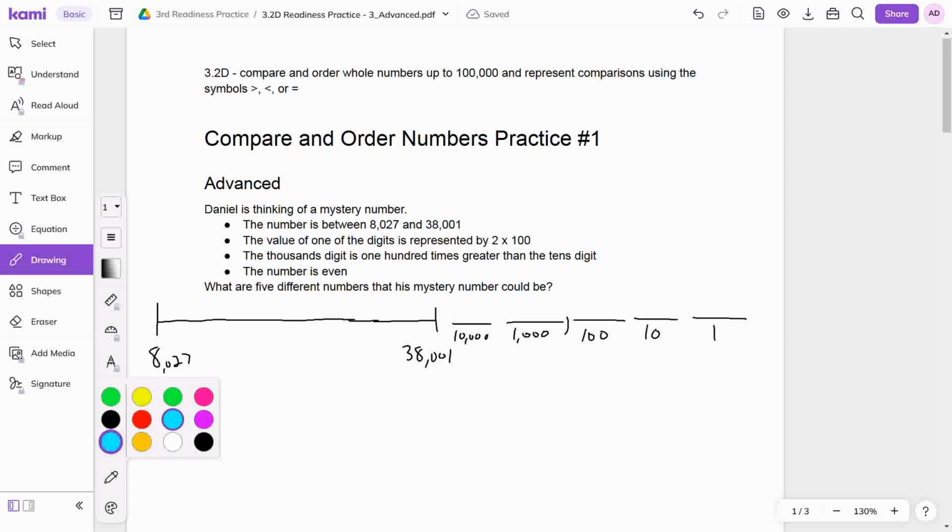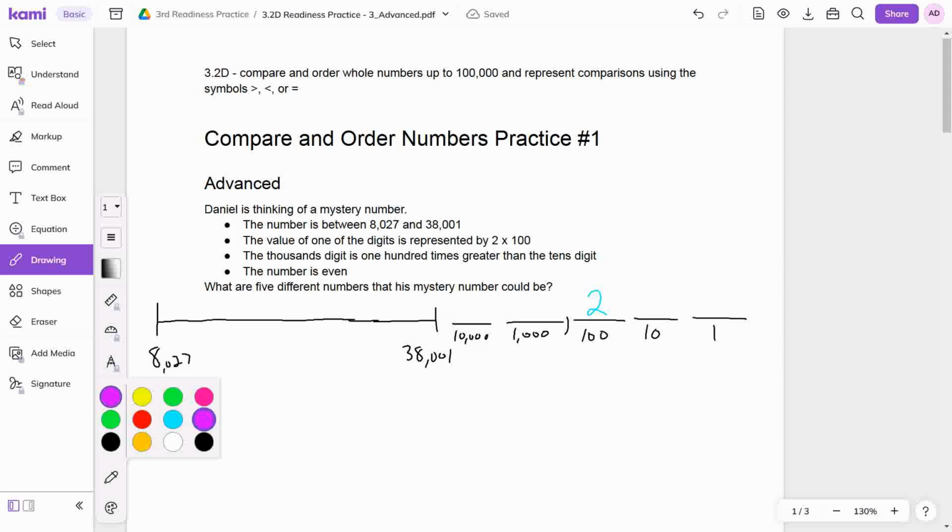So next, the value of one of the digits is represented by 2 times 100. So it's going to be 2 in the hundreds place. That's locked in. So we can just leave that there. Next, it says the thousands digit is 100 times greater than the tens digit. Well, let's think about that.